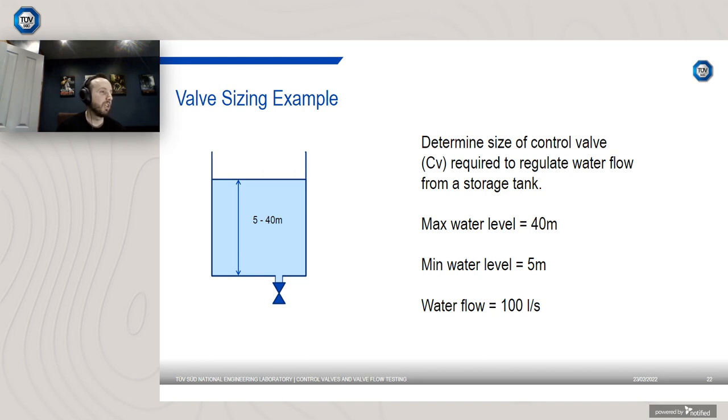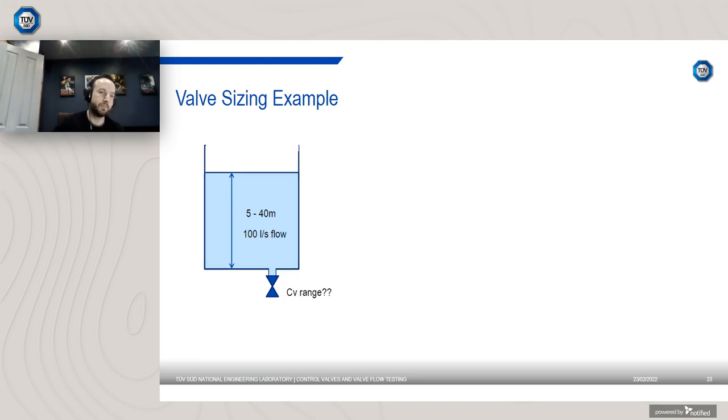The example we've got here is a water tank that has a variable water height of 5 to 40 meters. It has a port on the bottom that's open to atmosphere, and there is a control valve on that port. The task is to determine the size of the control valve to regulate the flow of water from this tank. So the water is just draining by gravity. You have a water height between 5 and 40 meters, and you want to achieve a flow rate of 100 liters a second. So really what you need to determine is what CV range this valve has to cover.